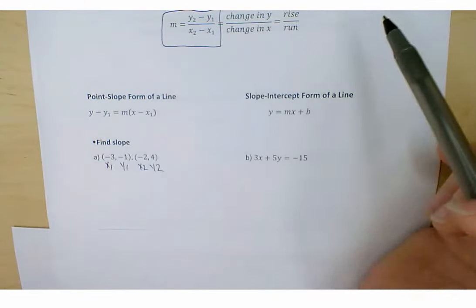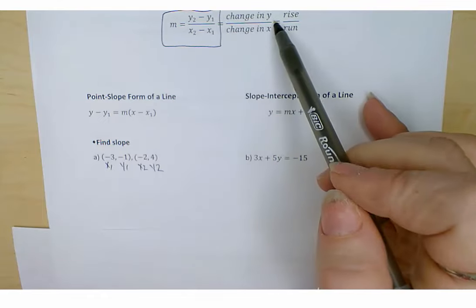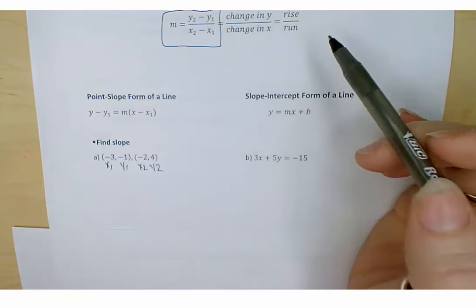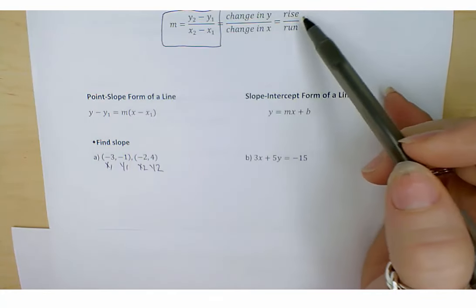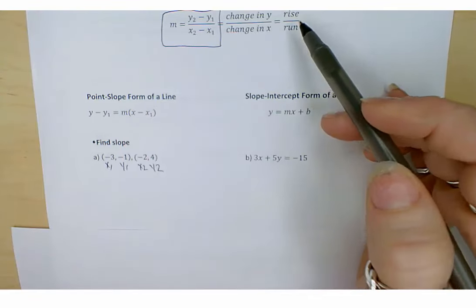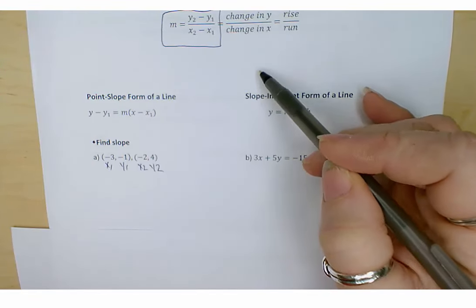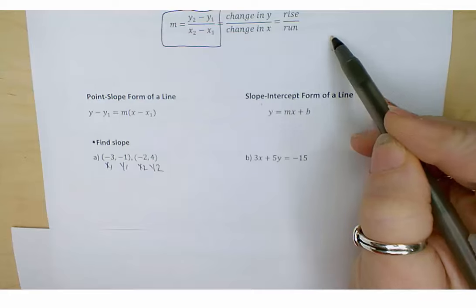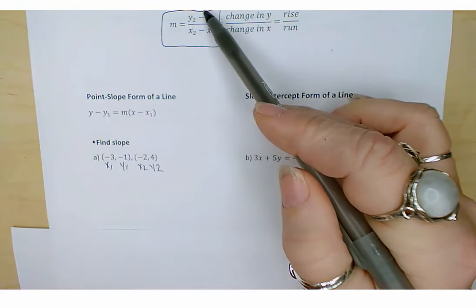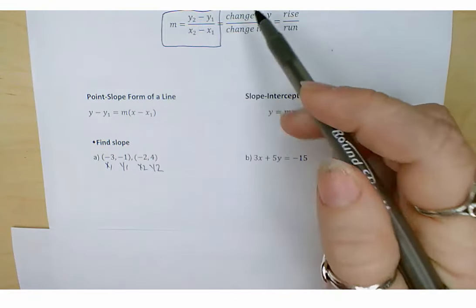So slope is also described as the change in y over the change in x, which essentially in a nutshell is how much are we going up? How much are we going over from one point to the next? So rise over run. How much do we rise? How much do we run? And so forth. So your upward movement, your side to side movement is kind of how you want to think about that.